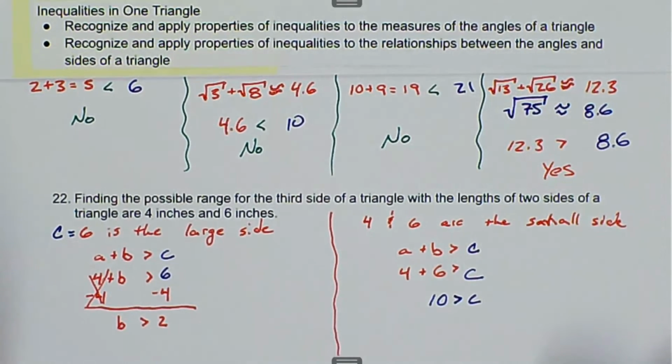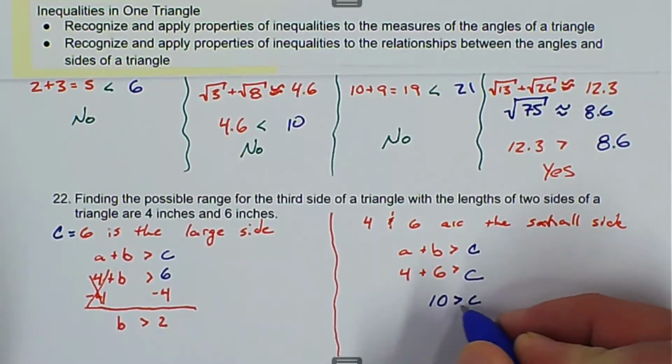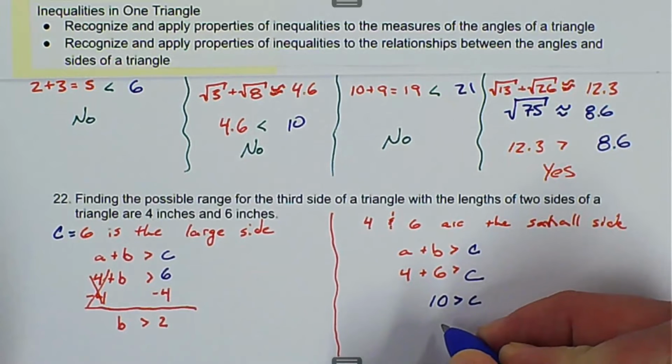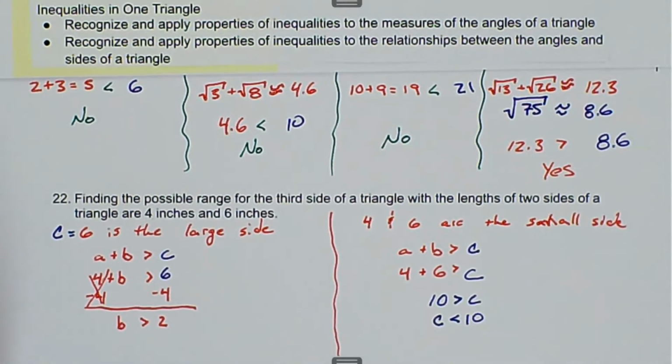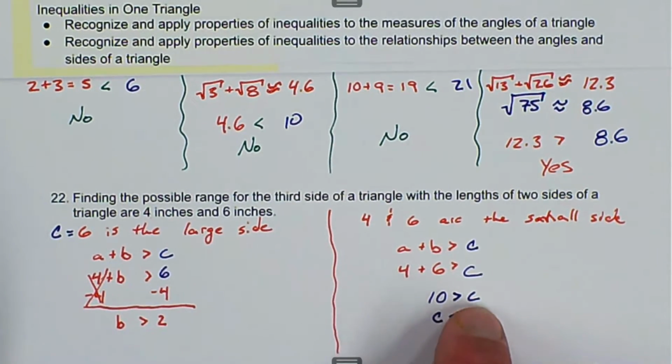So when we're writing an inequality, we always want to have the variable on the left side. So this is not correct. We want to put the variable on the left side. So c has to be less than 10. 10 is greater than c. c is less than 10. That's the same way. The pointy side is to the c. The pointy side is to the c. Well, it is on the left. b is greater than 2. Okay.